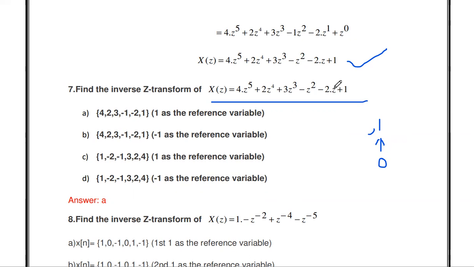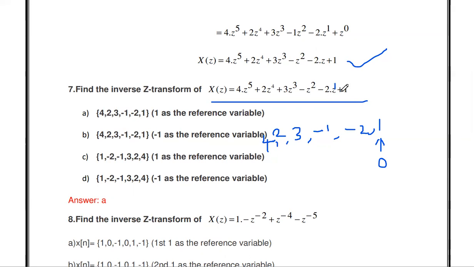Then before that, what is the value? Minus 2z is there, that is z power 1. So the z power 1 coefficient is minus 2, and you have to write that minus 2 before the n equal to 0 value. Then before that, z power 2 coefficient: it is minus 1. Then z power 3 coefficient: 3. Then z power 4 coefficient: 2. Then z power 5 coefficient: 1 you have to write.